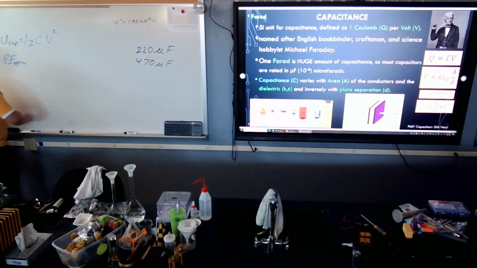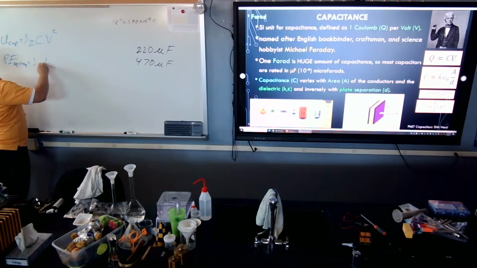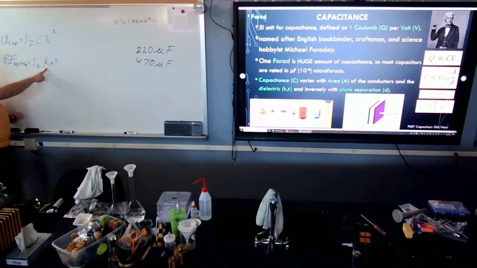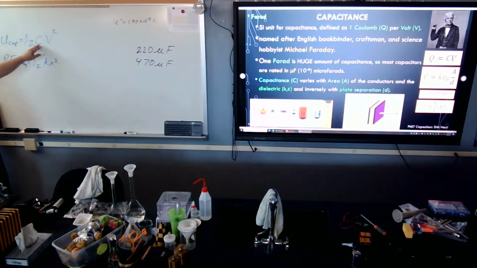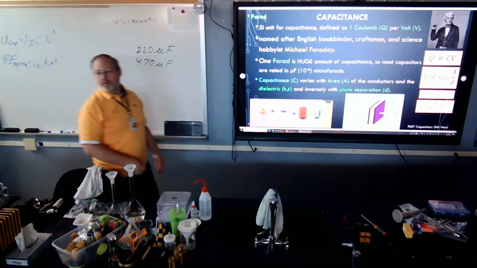Exactly. Just pretend I'm writing the word spring. Spring is 1/2 Kx squared. K is the stiffness of the spring, and X is how far you pull it. They're analogous. The amount of energy you can store in a capacitor is equal to how well that capacitor holds charge and how strongly you push the charge into the capacitor. Potential energy of a spring is equal to 1/2 the stiffness of the spring times how much you pull on it or push on it. So capacitance is basically potential energy.